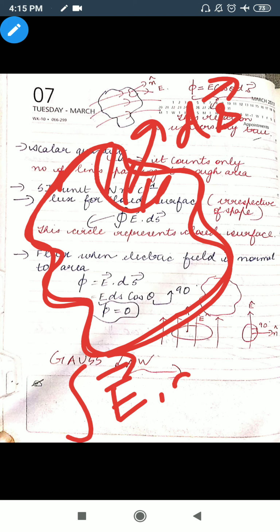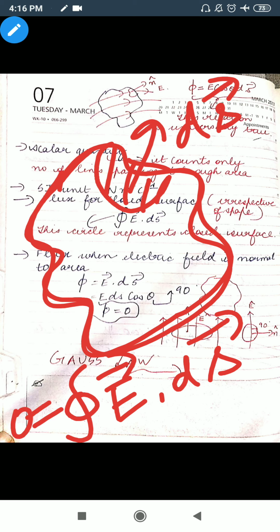The new thing that you are going to learn here is that if you integrate and find out the total flux over a closed area, you have to put a circle over the integration sign. You have to put a circle over the integration sign to calculate the flux over a closed surface. This particular circle indicates that we are calculating flux on a closed surface irrespective of the shape. This circle is representing closed surface.